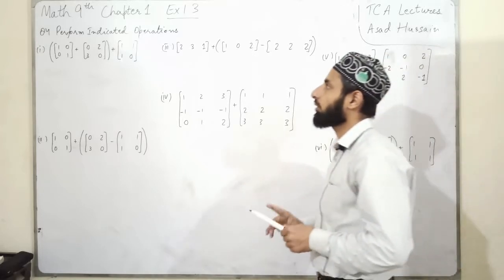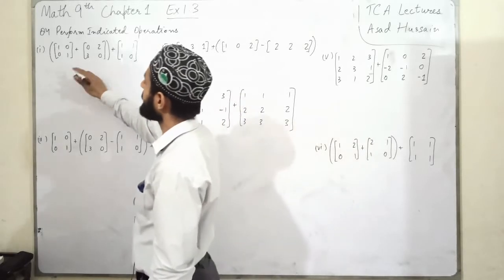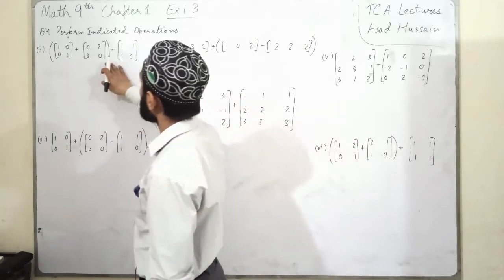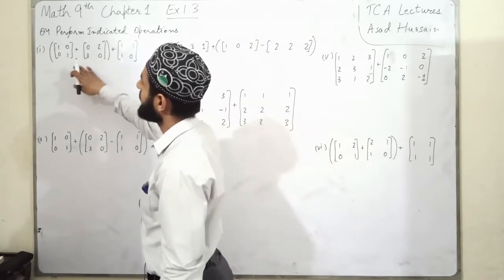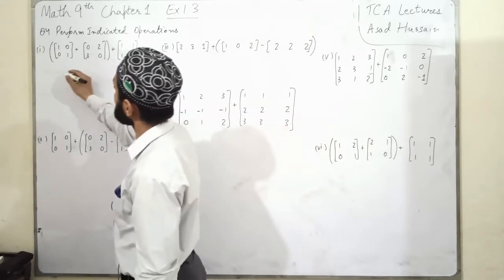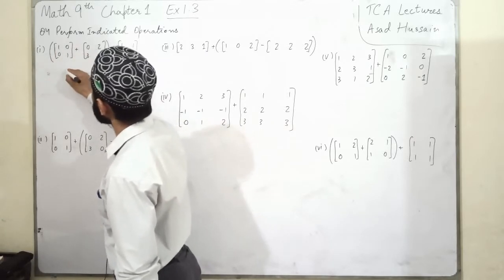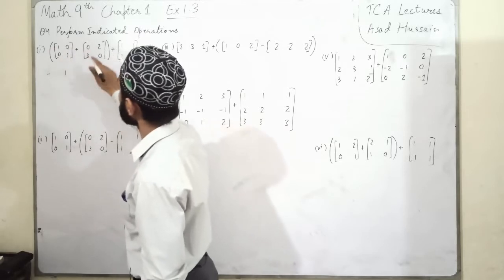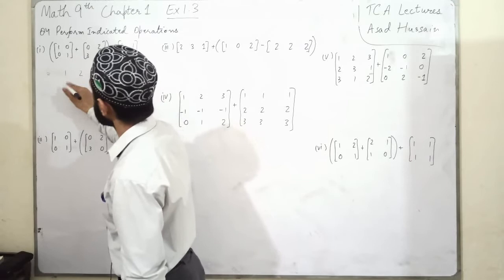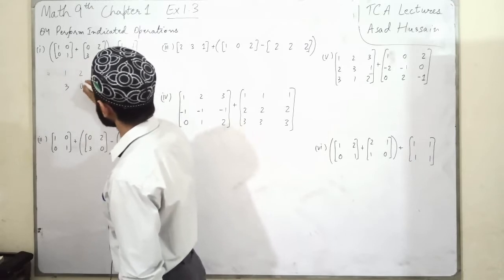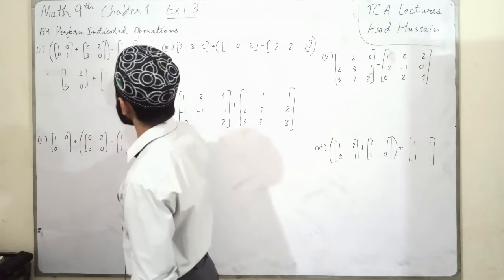Question number 4. Perform the indicated operations. First part is this. As according to board demands, we have to solve the matrices in the parenthesis first. Now for this, 1 plus 0 is equal to 1, 0 plus 2 is equal to 2, 0 plus 3 is equal to 3, 1 plus 0 is equal to 1. The other matrix remains the same.